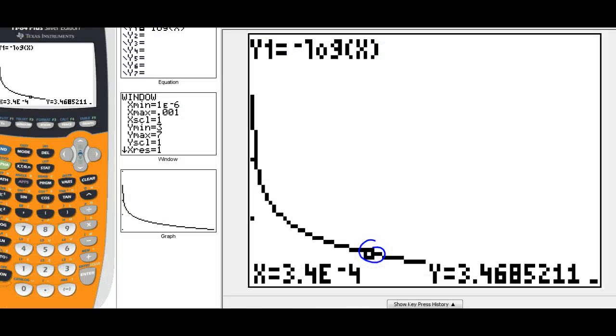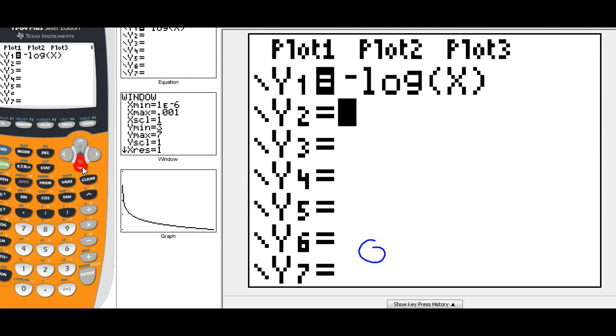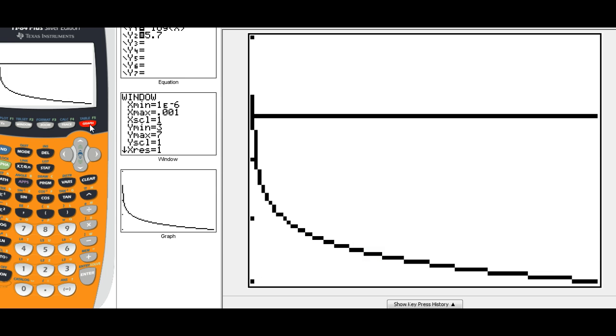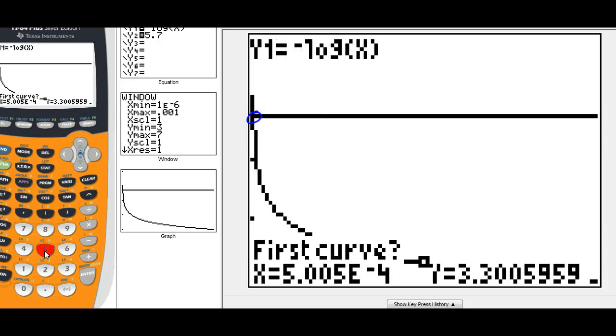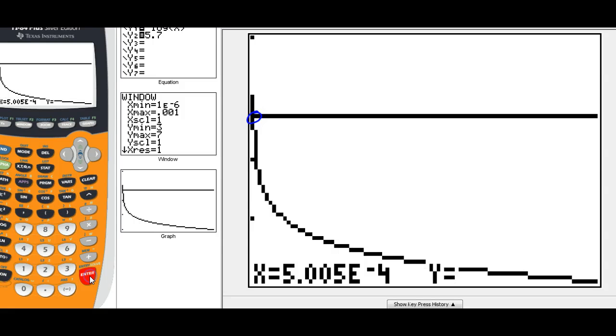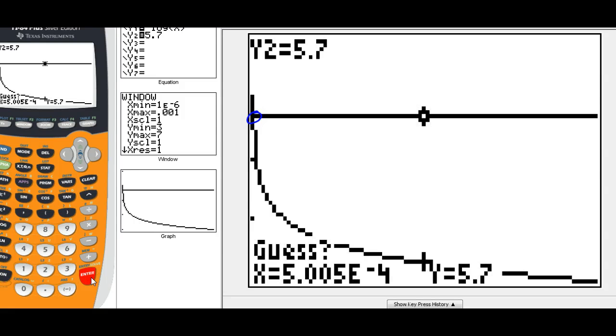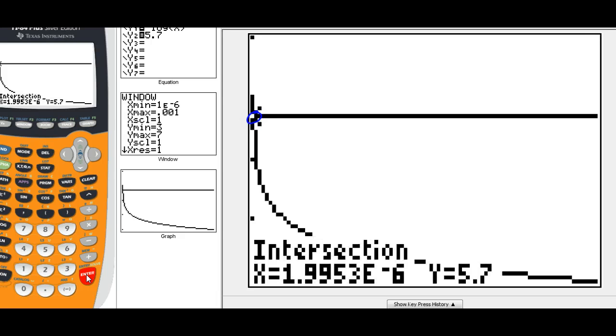So go back to Y equals, go down to Y2, type in a pH level of 5.7, graph it, and we see the point of intersection is right here. So second, calculate that point of intersection, number 5. Y1, yep, Y2 is 5.7, make a guess, don't have to, there's only one point of intersection, and there it is. 1.9953 times 10 to the negative 6.